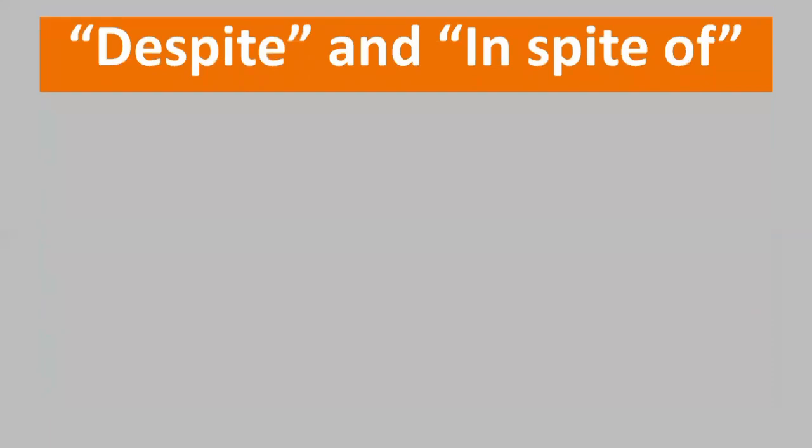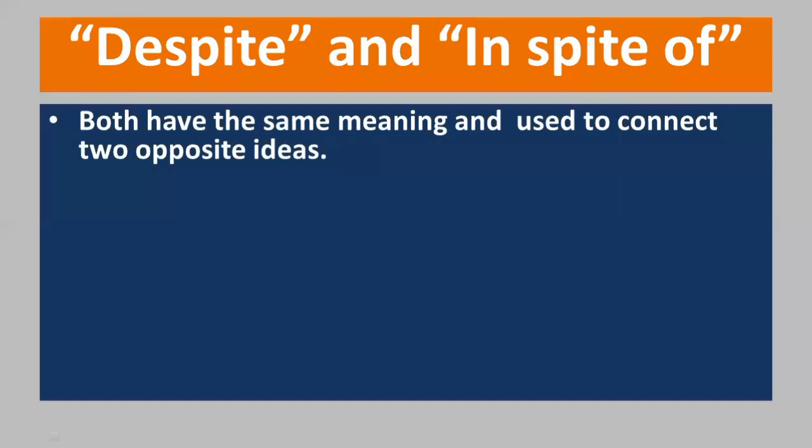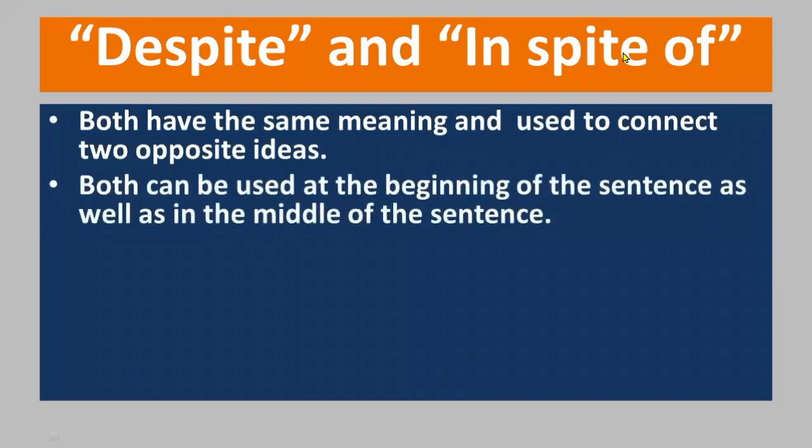Despite and in spite of. Again, one of the very common mistakes. Both have the same meaning, viewers, and are used to connect two opposite ideas. Both can be used at the beginning of the sentence as well as in the middle of the sentence. The only difference between despite and in spite of is of.